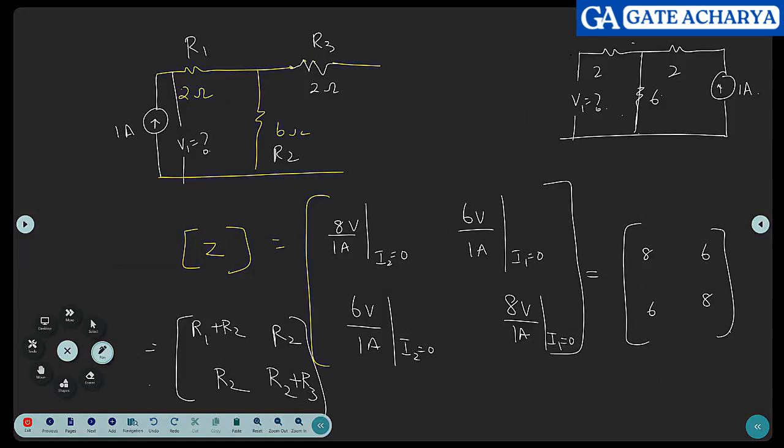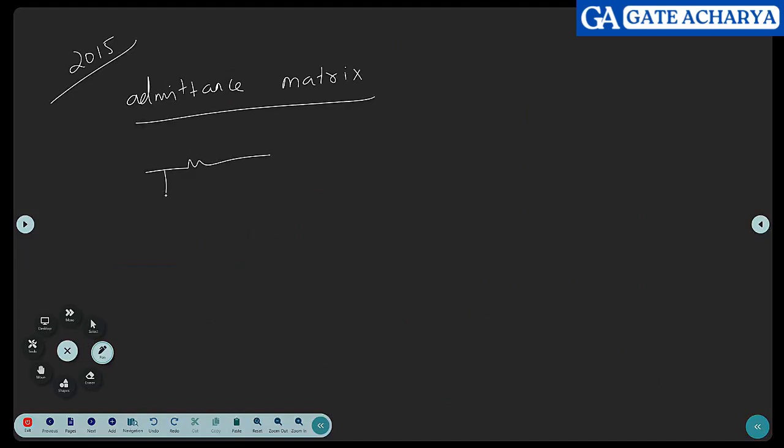I said I'll give you one more circuit, which will be the last for the day. And that circuit goes like this. What is asked is the admittance matrix. What do they mean by the words admittance matrix? The network goes like this. You are asked to find the admittance matrix.